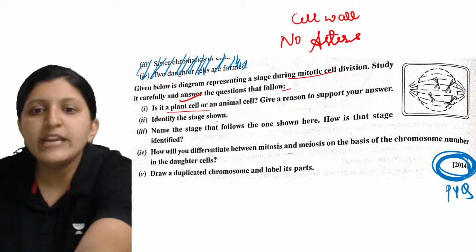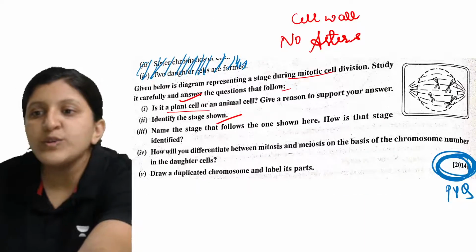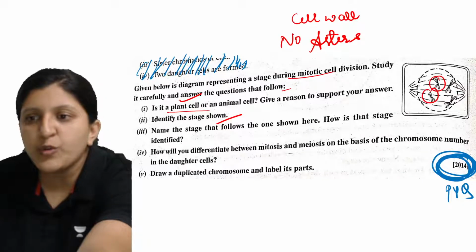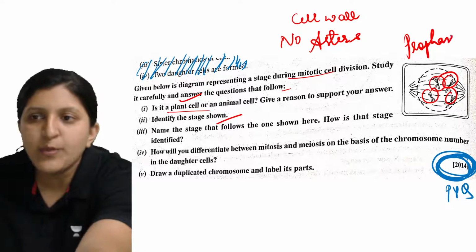Identify the stage shown. Which is this stage? It is the prophase. How is it prophase? Because you can see a random arrangement of chromosomes where condensation has occurred. So that means this is prophase.